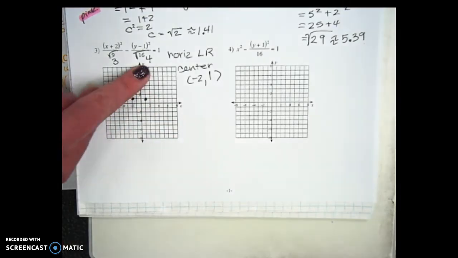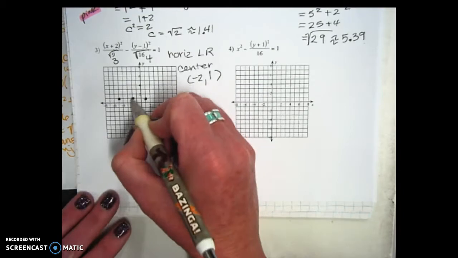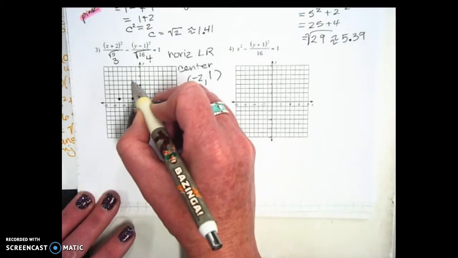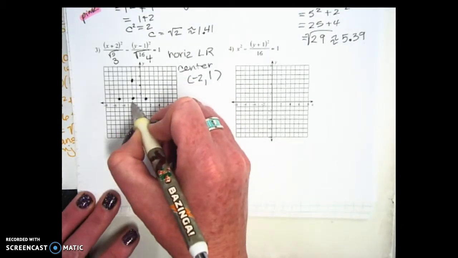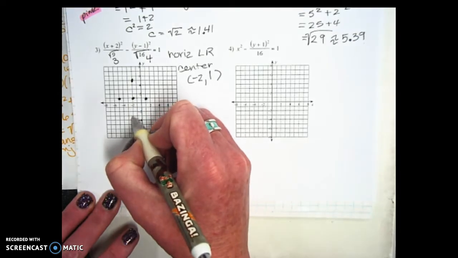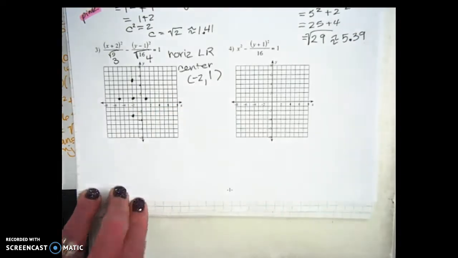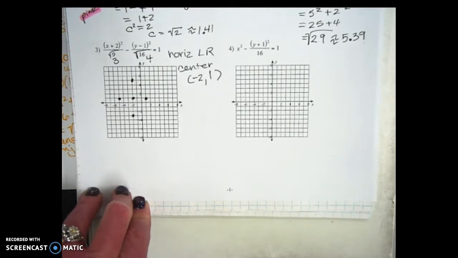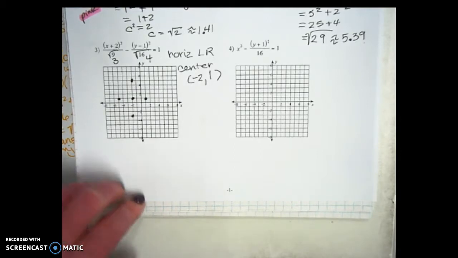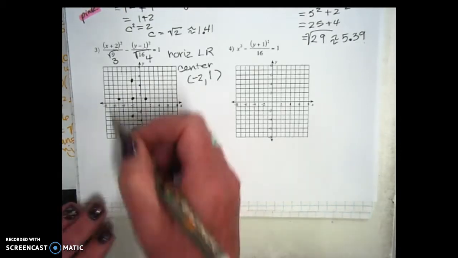And then the Y stretch is going to be 4 units. So from the center, go up 4, and down 4, and put a point. 1, 2, 3, 4, put a point. Okay? You're going to take those 4 points and make your rectangle.